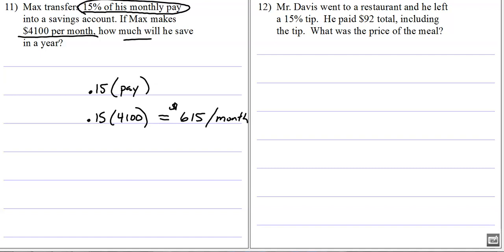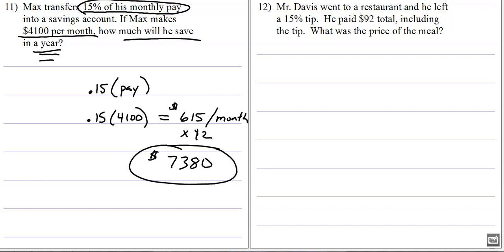Okay. Now, how much is he going to save in a year? Well, you just multiply that number by 12. So 6150 plus another 1230, 7380. $7,380 for the year.